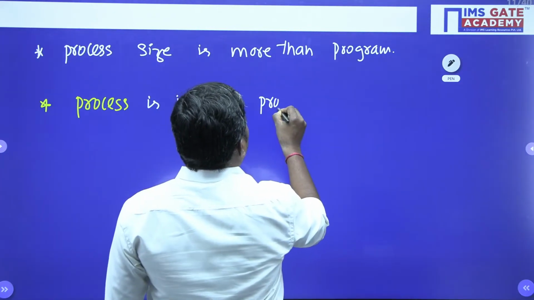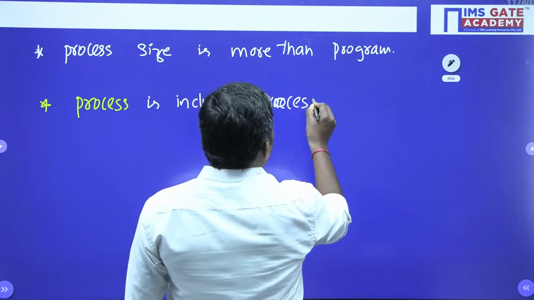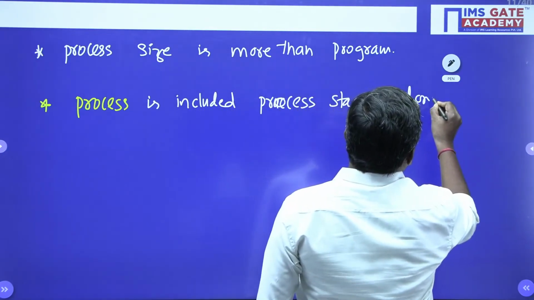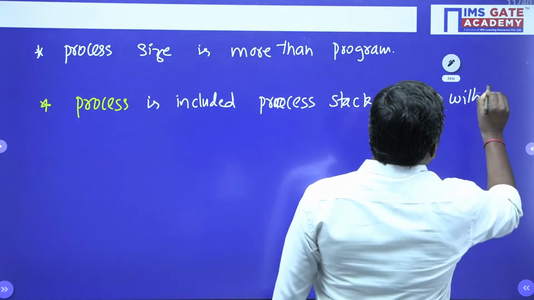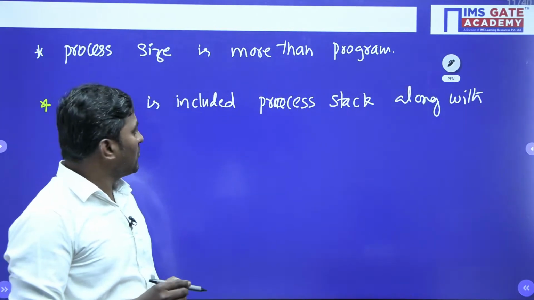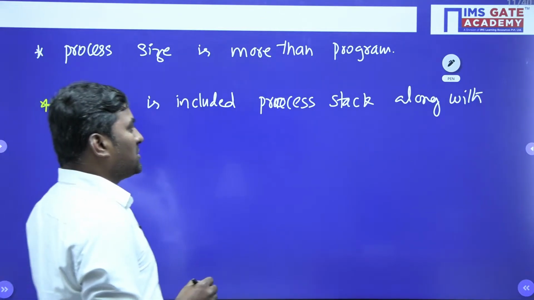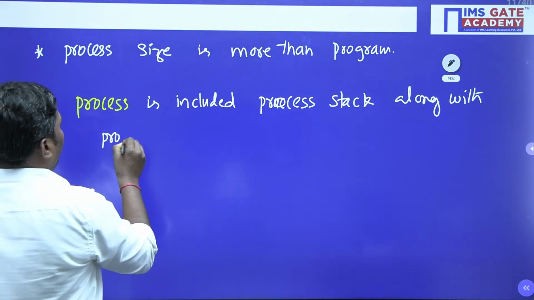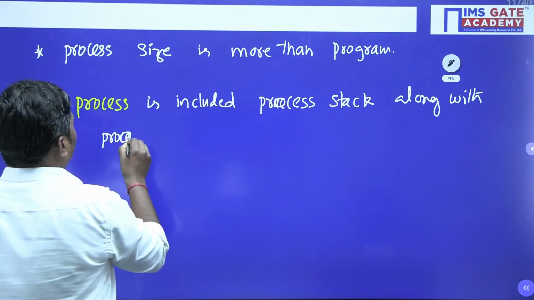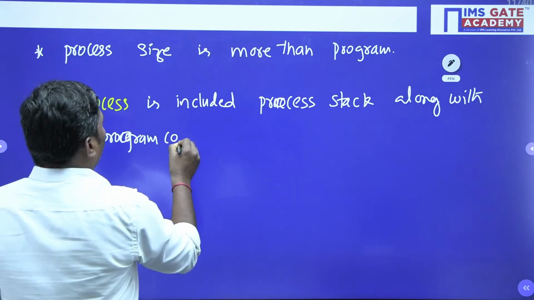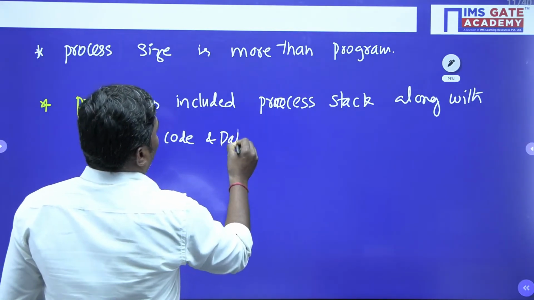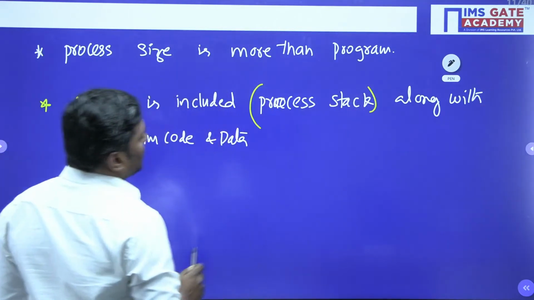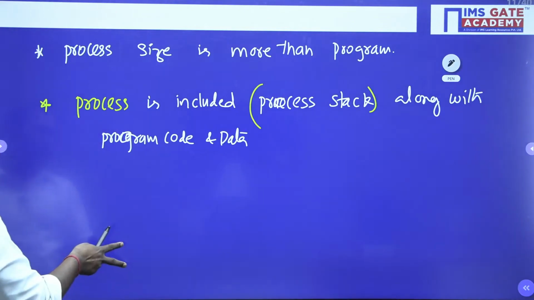A process includes a process stack along with the program code and data. Try to note these points also. So the process stack is extra added. What is the purpose of the process stack? Let us observe.